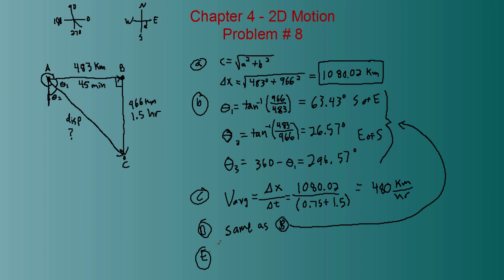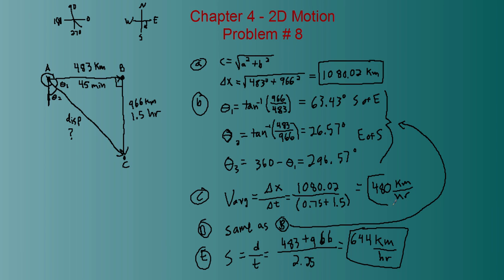And finally E, what's the average speed? Average speed is distance over time. In this case, the total distance is the path traveled, so that's going to be 483 plus 966. Ugh, horrible. Over the time, which if you add is 2.25 hours. And that gives us a higher value, 644 kilometers per hour.